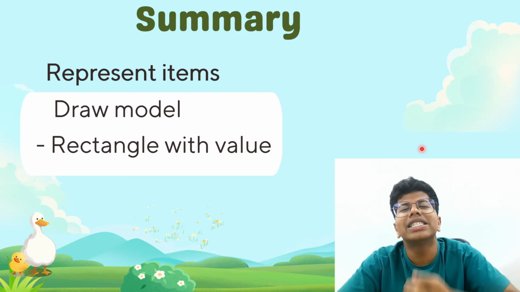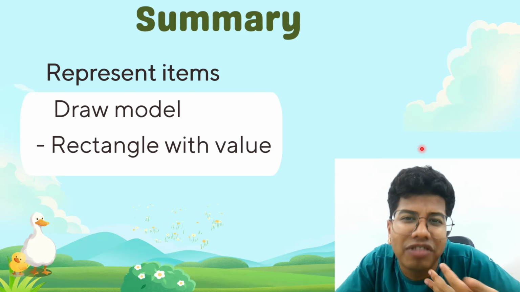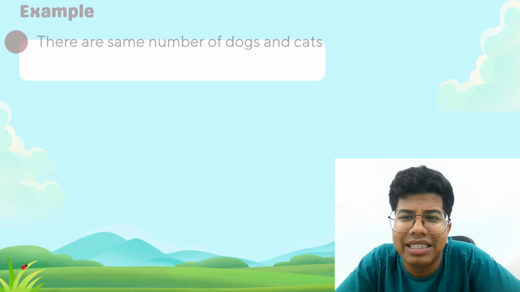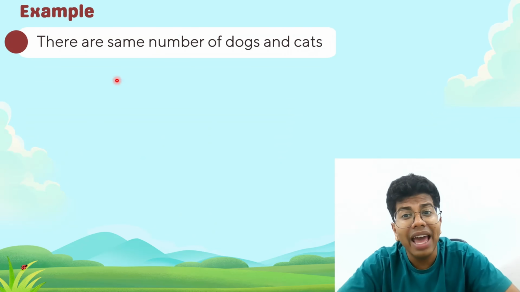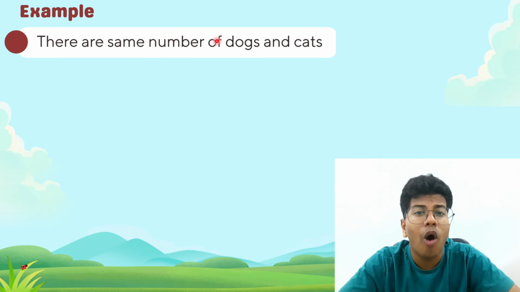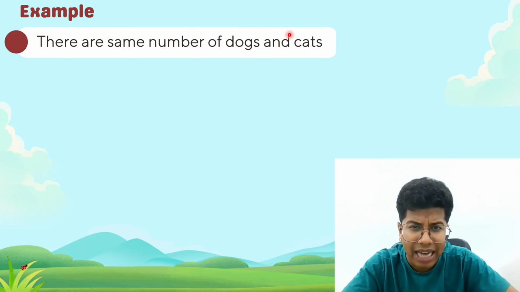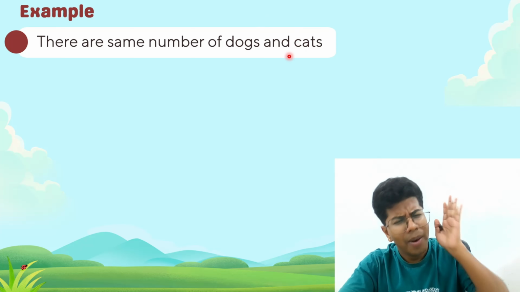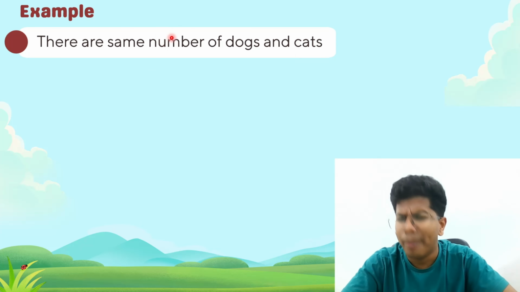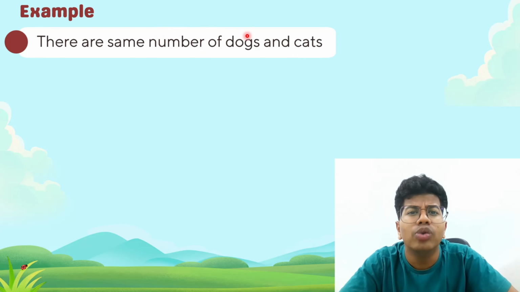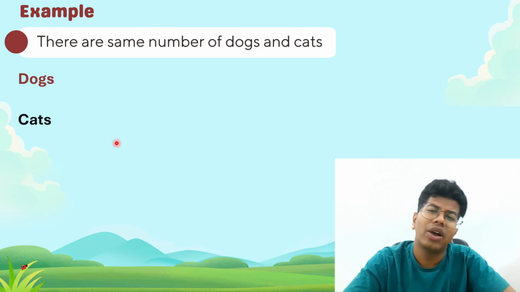Now let's try to understand more about the relation of this model. For example, let's say I have a question. There are the same number of dogs and cats. So here I have 2 animals, dogs and cats. I don't know the actual number. But let's say I want to draw a model for this. So there are 2 animals. So I'll write down dogs, I'll write down cats.